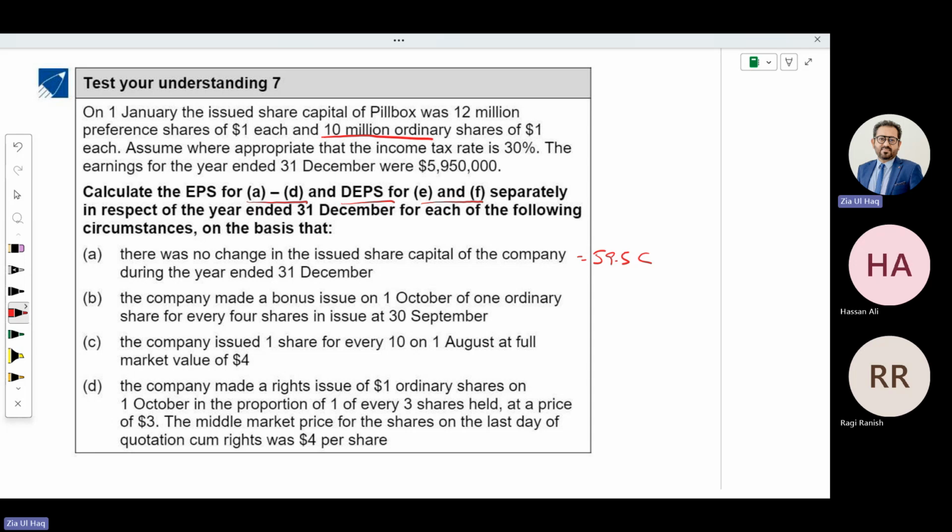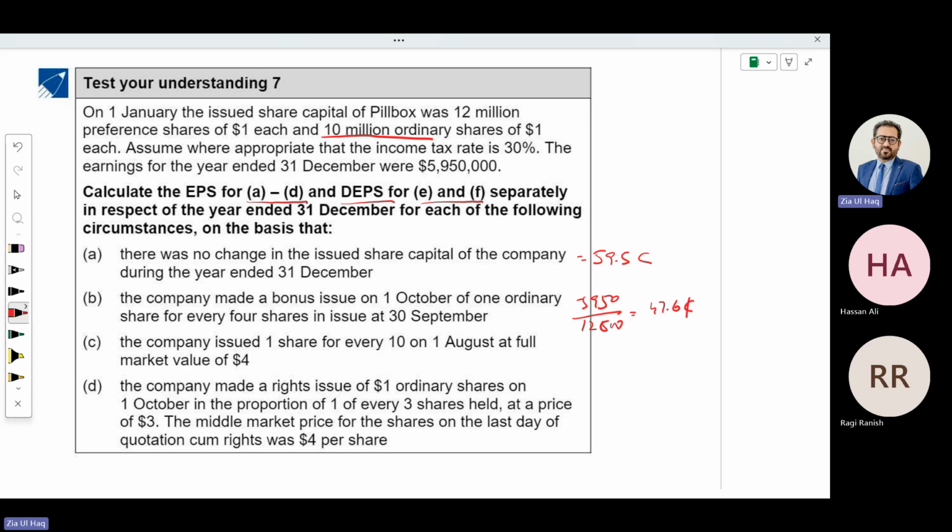47.6 cents. How? The earnings are the same, 5950. 10 million shares, so multiply by 1 by 4. How much is that? 2.5 million. In a bonus issue, we treat it as issued at the start of the year. So 5950 divided by 12.5 million is equal to what? 0.476, so 47.6 cents.